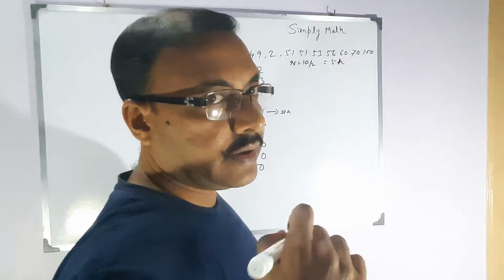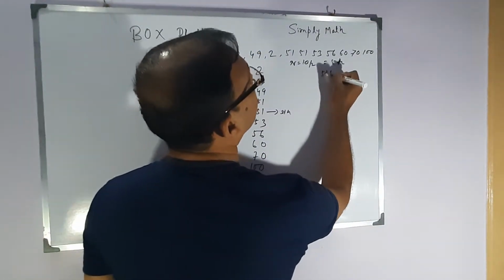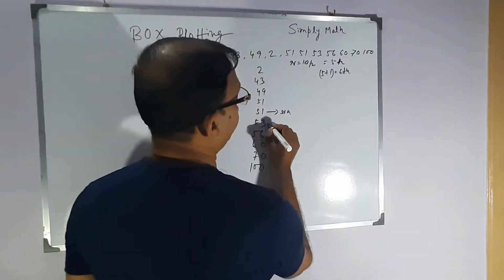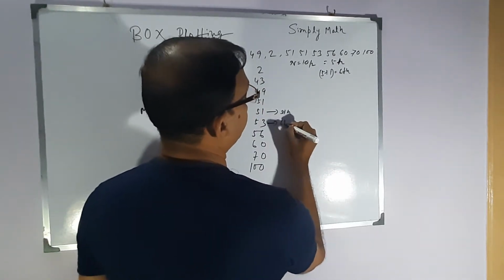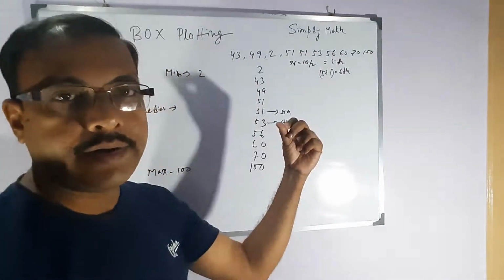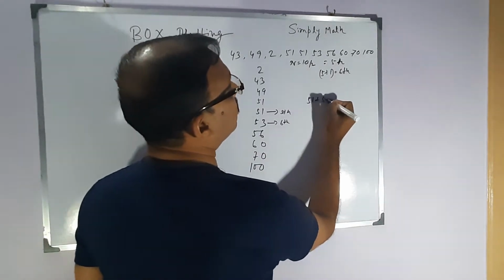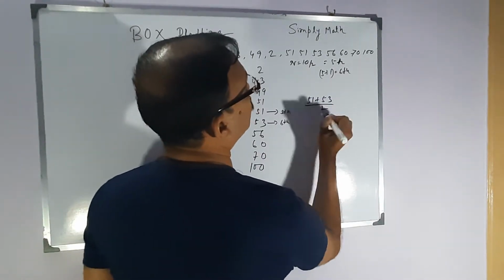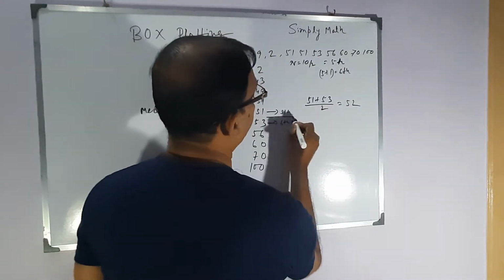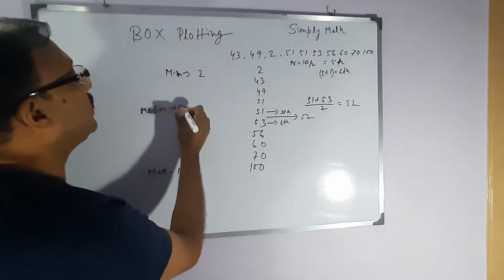And then we will take 5 plus 1, that is the 6th position value. We club these two and divide. That is 51 plus 53 divided by 2. So what will be the answer? 52. So 52 is my median, right? So 52 is my median.